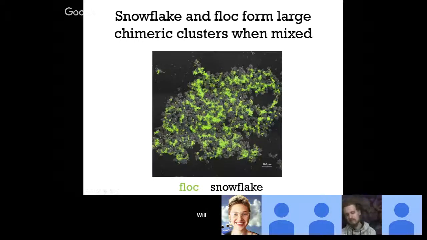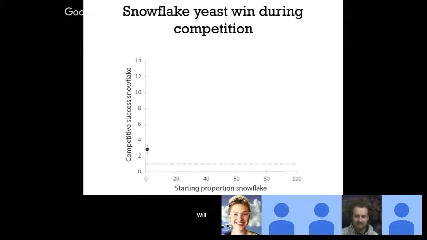They're excluded. But snowflakes get in. And not only do they get in, they do better than the flock themselves. So we can do an experiment where we start out a bunch of populations with different starting frequencies of snowflake yeast. And then we can ask what the competitive success of the snowflake yeast is, which is essentially like looking at an invasion experiment where we start out with 1% snowflake yeast and then ask, how does its fitness vary as a function of its frequency as it proceeds to invade?